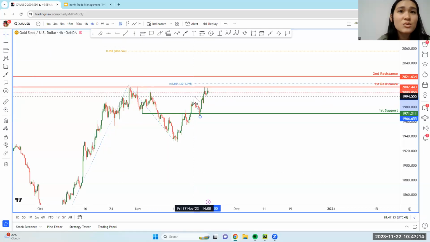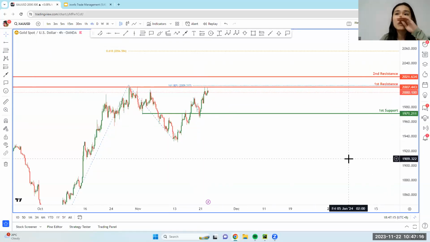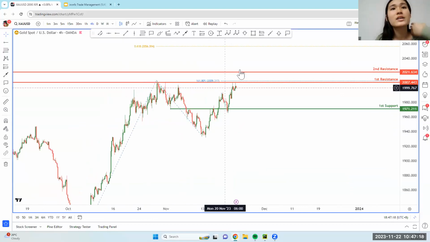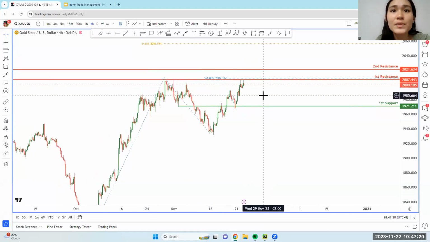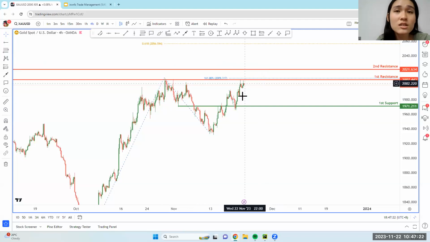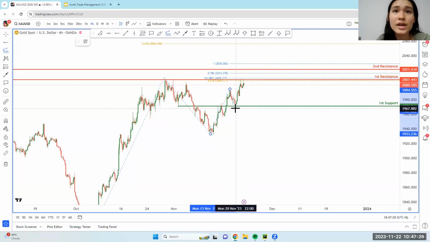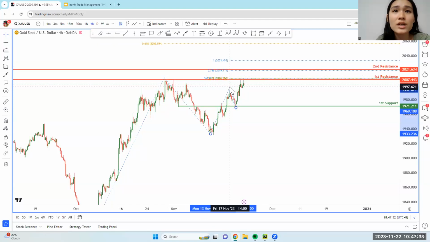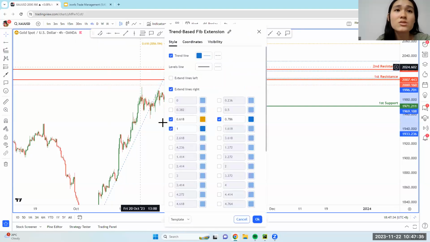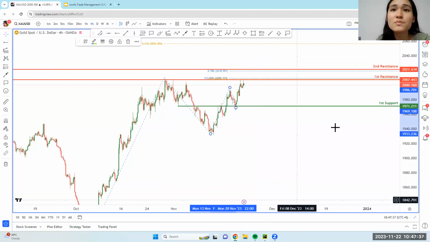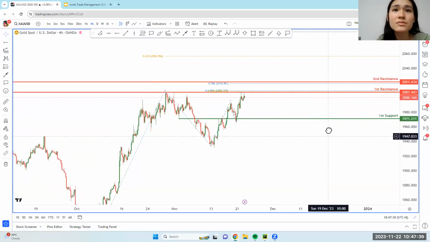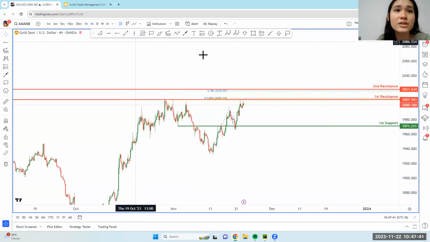Okay, I can see this 161.8 lines up with my first support. And here we're using a Fibonacci extension, which is in the hundreds. My 61.8 also lines up, and so does my 78.6, so I'm just going to keep those two. I think I'll get rid of this.